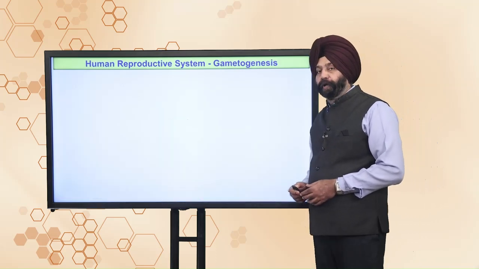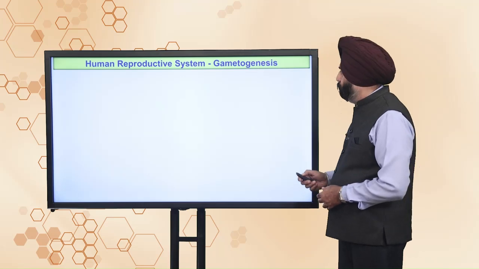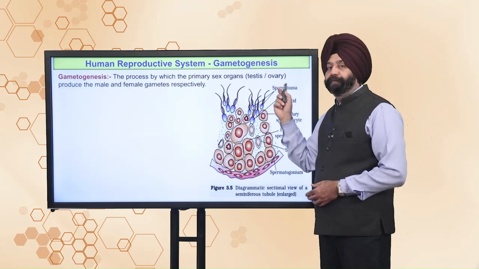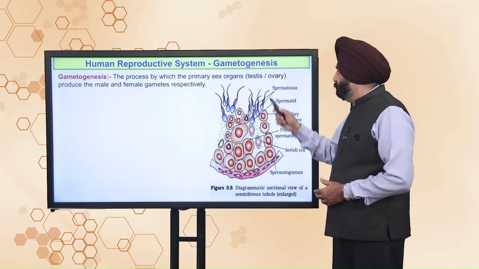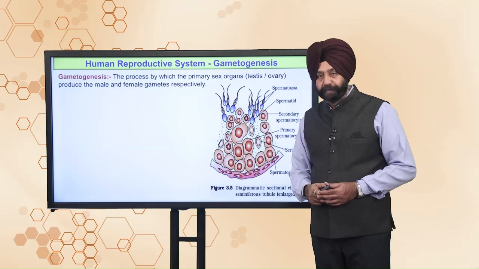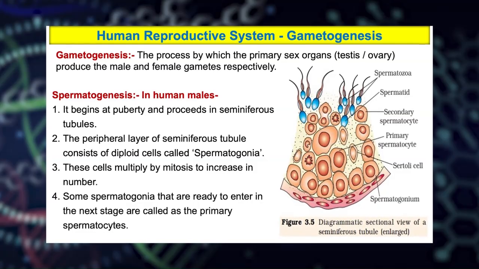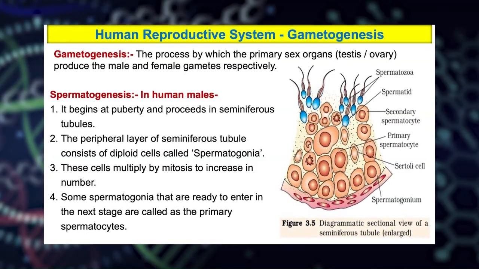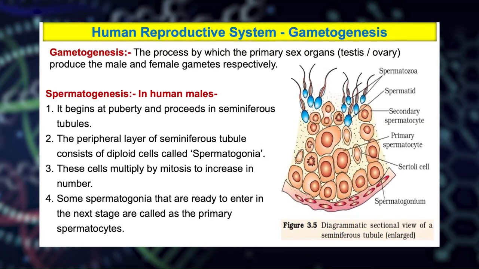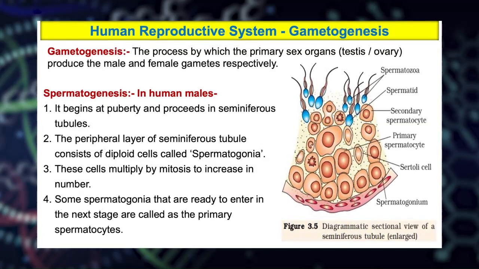First of all, we'll see the definition of gametogenesis. It is the process by which the primary sex organs, that is testes and ovary, produce male and female gametes. To begin with, let us take spermatogenesis. This is the picture that we see in the book. Let's see how this picture is to be analyzed.